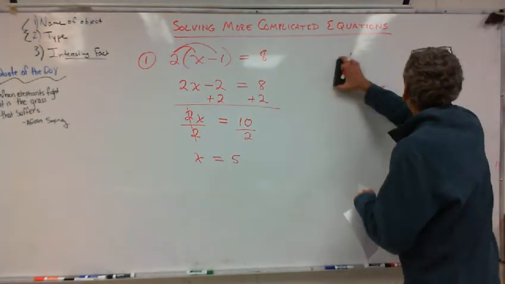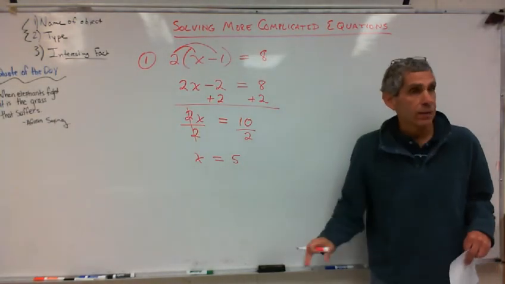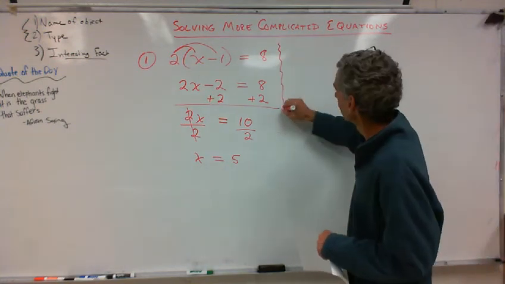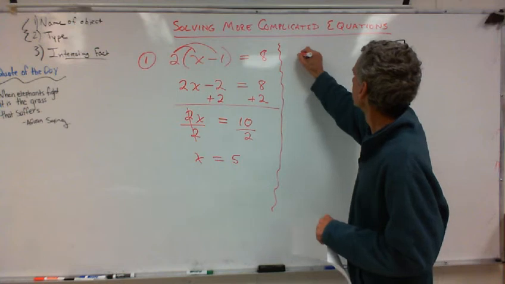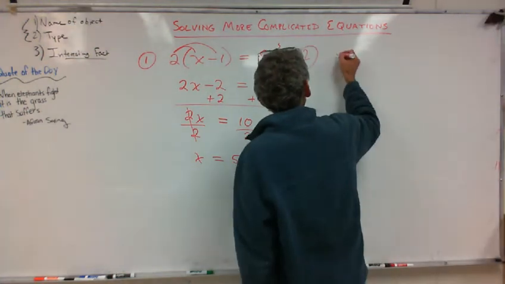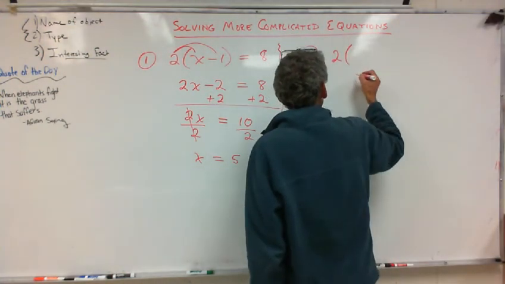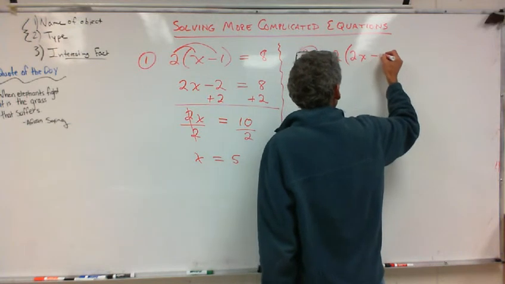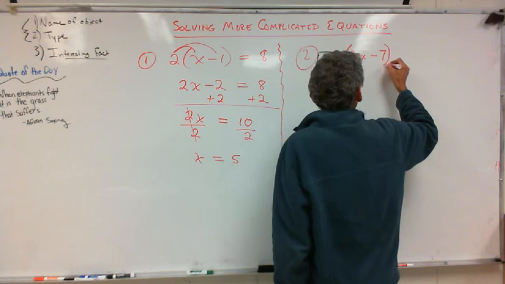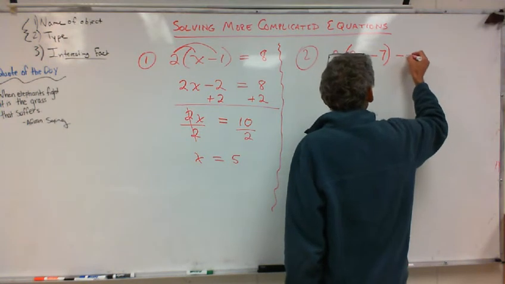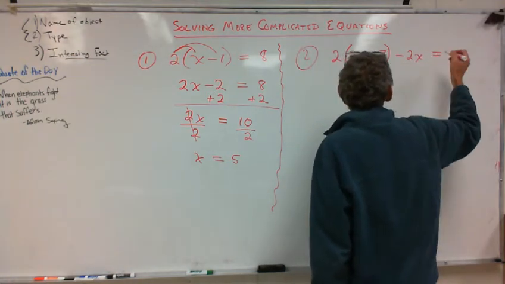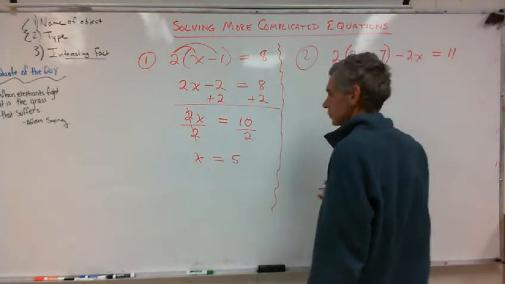Oh, wow. So those are pretty easy. Now I'm going to throw one more level of complexity into this. So here we go, problem number 2. We have, let's say, 2 parentheses, 2x minus 7, minus 2x, equals 11.